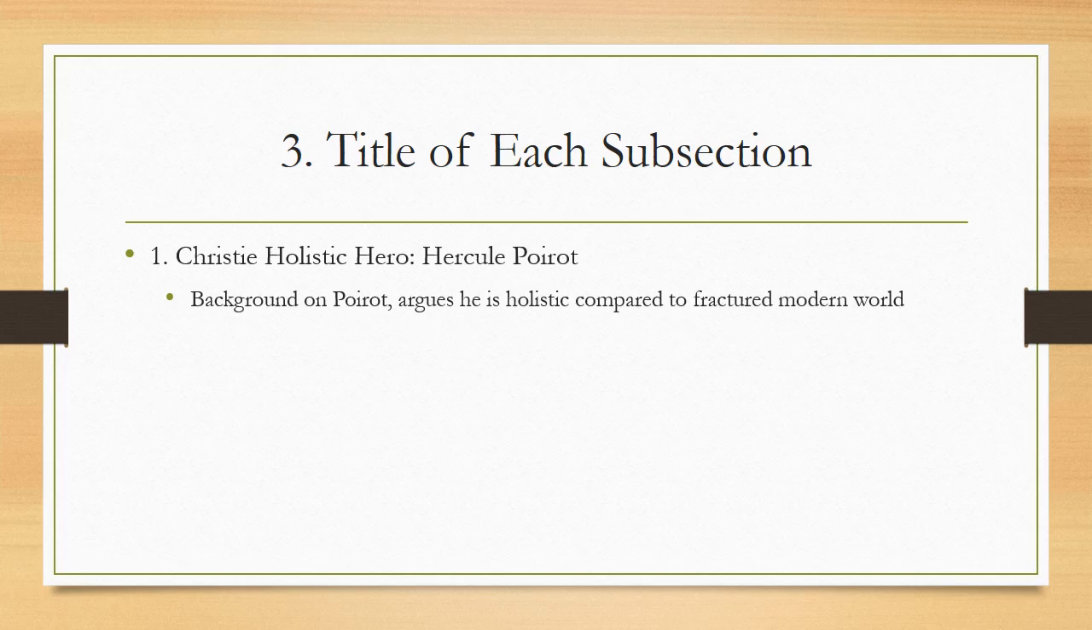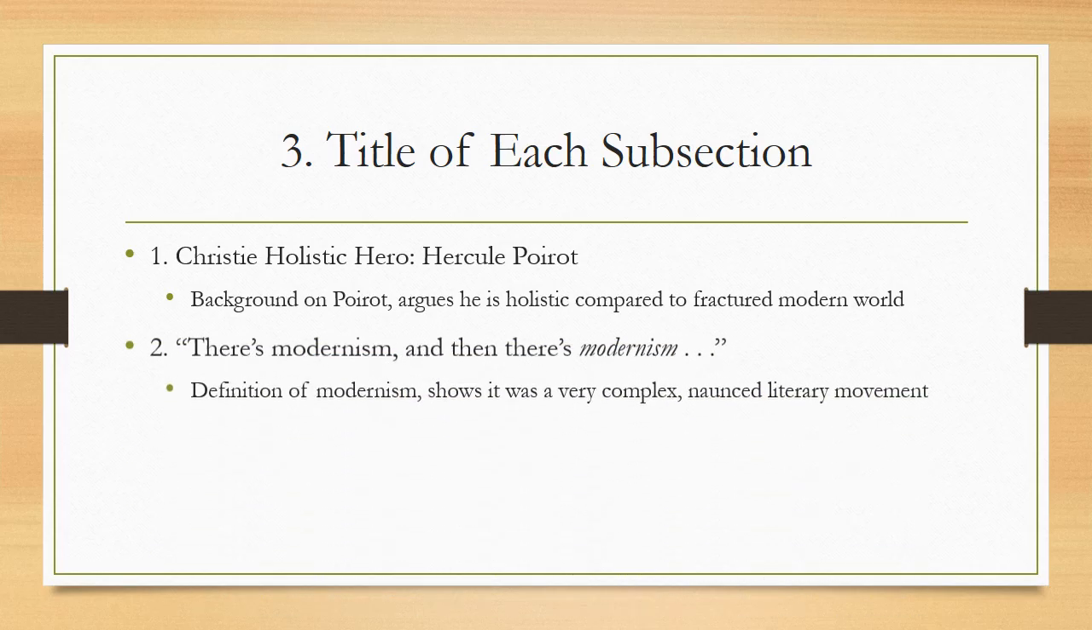This means that because the modernists, the canonical modernists, were talking about the world breaking apart, and this author's thesis is that Poirot restores order, that he's holistic, he's not breaking apart, is really important. So what we'll probably get here, just by reading the title of this section without actually reading it in its entirety, we can infer that it'll give us more background on Poirot, and that background will show how he fits with the overall thesis of the paper.